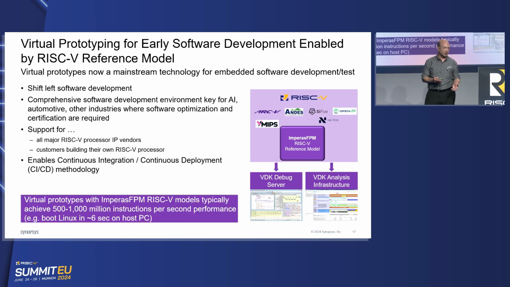Virtual prototypes enable early software development, and we've got all the models here. A key thing here on the virtual prototypes, again, is performance, because software developers want very high performance in their simulation. And so these virtual prototypes with the Imperas FPM models are running in the range of 500 to 1,000 million instructions per second. Performance on a simulator, booting Linux in about 6 seconds. Peak performance is a lot higher on contrived benchmarks, but this is normal workload performance.